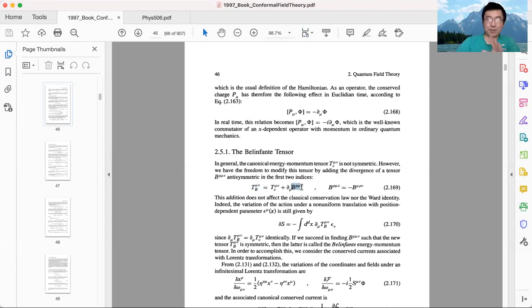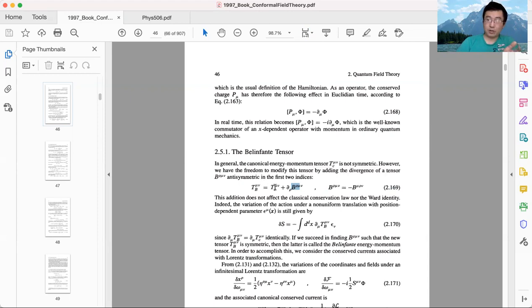And this B matrix can be any matrix, as long as it's anti-symmetric in the first two components. If I switch the first two components, I get a minus sign. I can use any B to get a new definition of the energy momentum tensor, which is as good as my old one. So we have some freedom to choose what the energy momentum tensor is. We can choose any B function, any B matrix, to define a new energy momentum tensor, and it works as well as the old one.